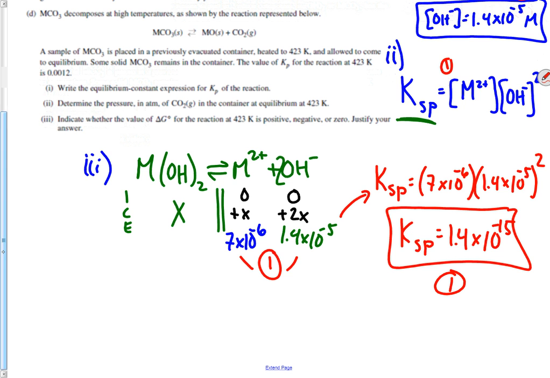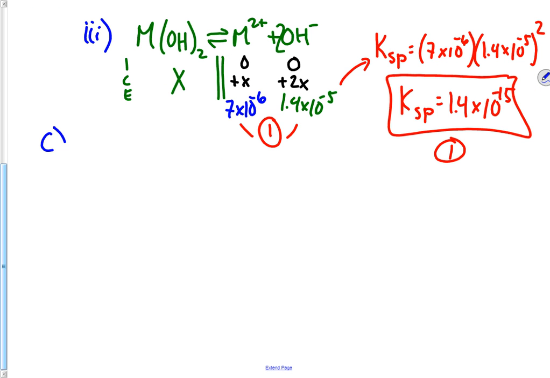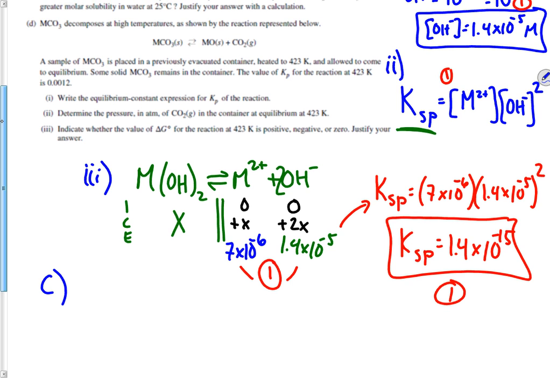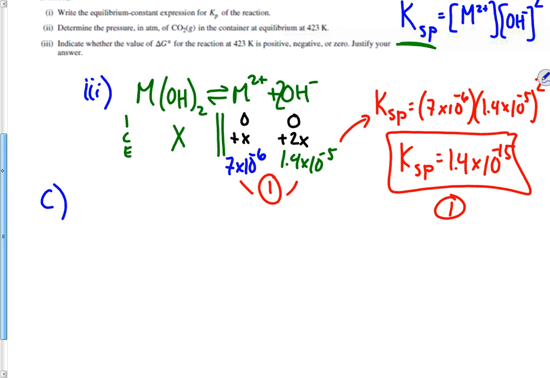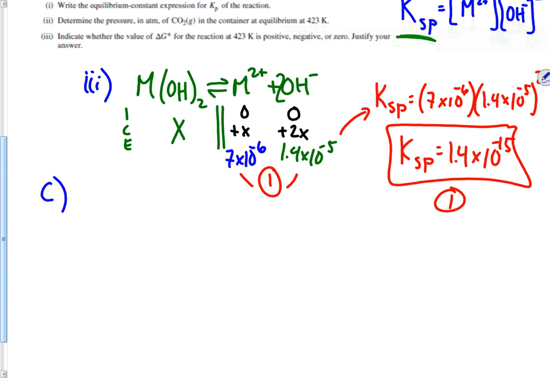Okay, let's keep moving. Letter C. As I keep saying, if you have to reset, so be it. It says for the metal carbonate MCO3, the value of the solubility product constant KSP is 7.4 times 10 to the negative 14. On the basis of this information and your result in part B, which compound, the hydroxide or the carbonate, has a greater molar solubility in water? Oh, Morgan, what a great segue. Justify your answer with a calculation.